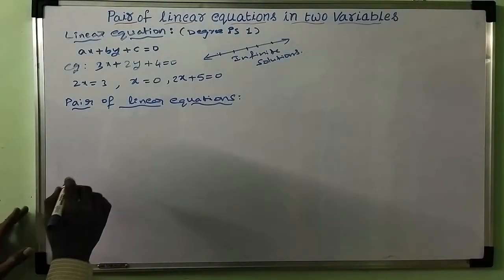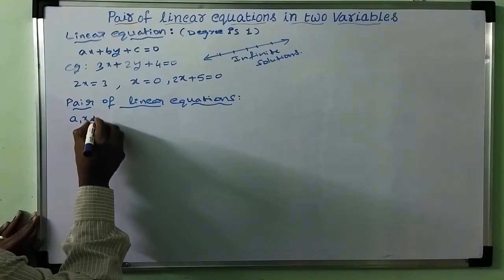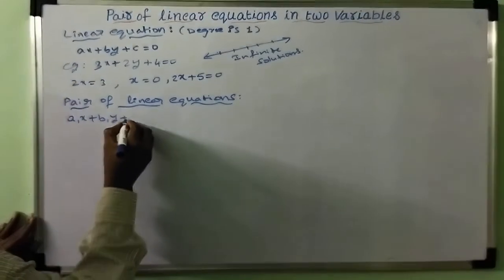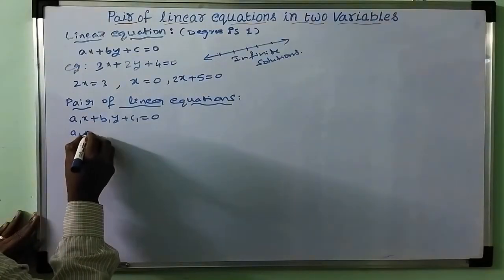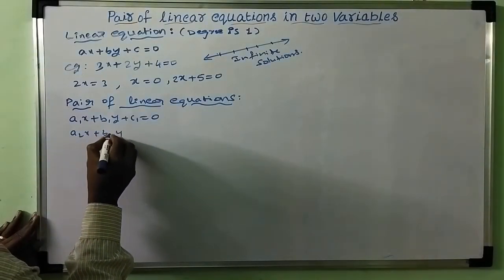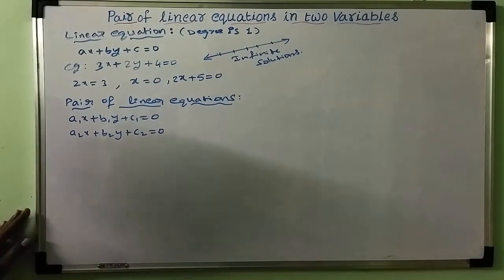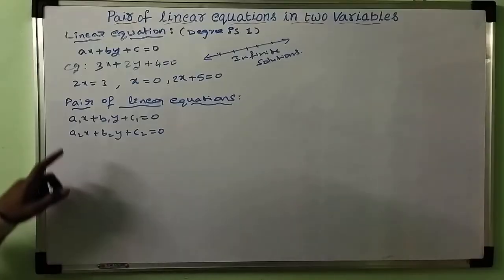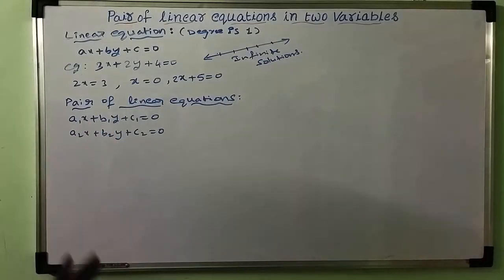But what about a pair of linear equations? a1x plus b1y plus c1 equal to 0 is one linear equation, and a2x plus b2y plus c2 equal to 0 is another linear equation. Then these two equations are said to be a pair of linear equations in two variables x and y.